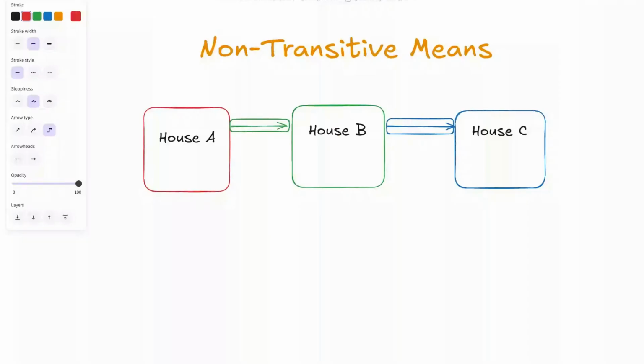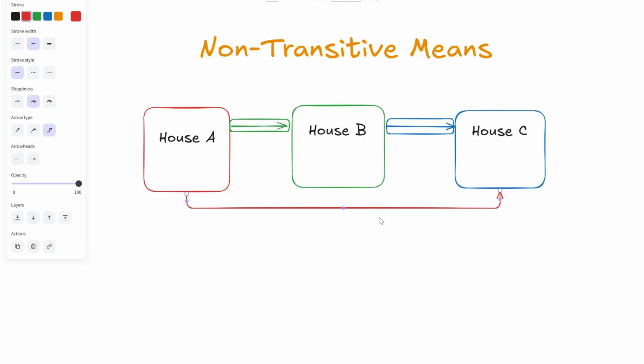Now, let's understand what non-transitive means. Three houses in a row. House A has a gate to house B, and house B has a gate to house C. But house A cannot walk through house B to reach house C. Each gate is private and only works for the two houses it connects. If house A needs to reach house C, they need their own gate directly between house A and house C. This is what non-transitive means.